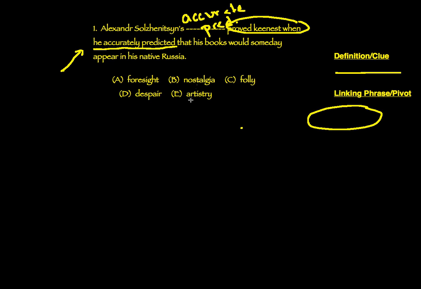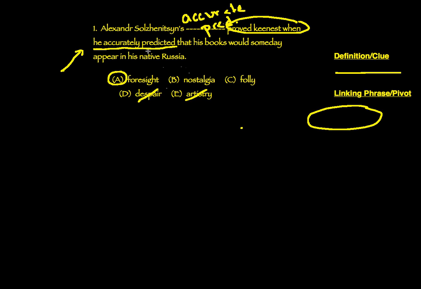Does artistry mean accurate predictive ability? No, it's a stretch. If I look up artistry in the dictionary, and that's what these are based on, I don't see accurate predictive ability after it. If I look up despair, I don't see that. If I look up folly, I don't see accurate predictive ability. And same with nostalgia. The only word that means exactly this, accurate predictive ability, is foresight.